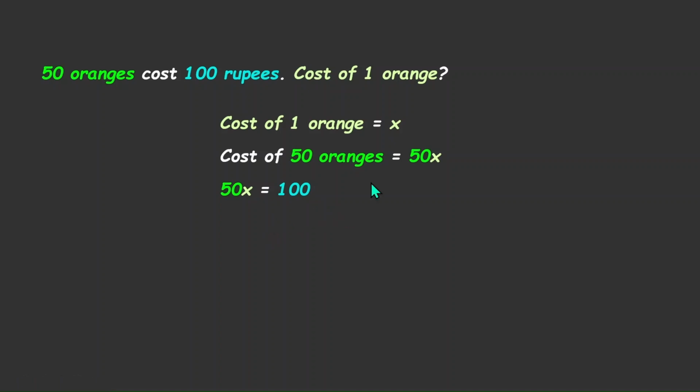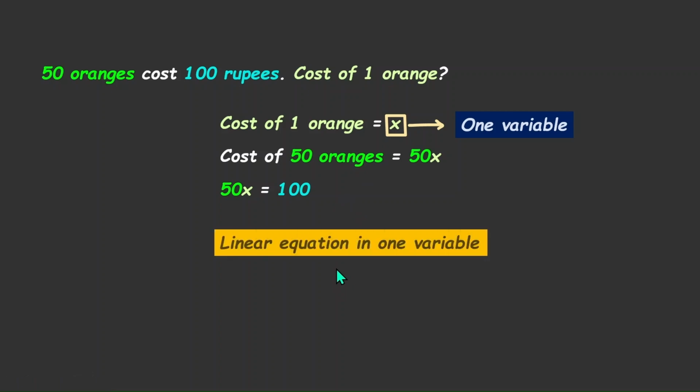So as you can see here, in this equation, we only have one variable x. And the power of x is 1. It's not 2, it's not x squared or x cubed. The power is 1. So these type of equations we say are linear equations because the power is 1 and there's only one variable. So we call that a linear equation in one variable.